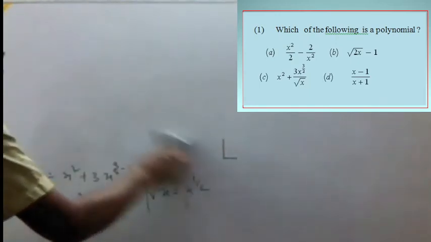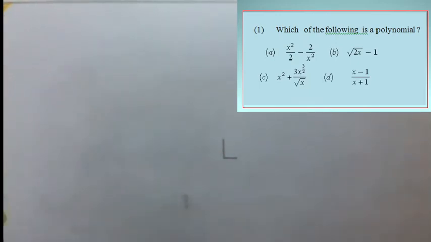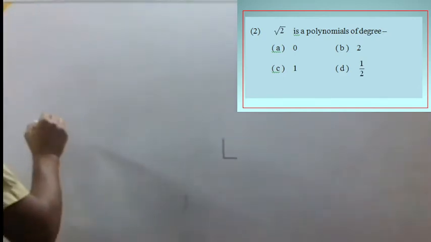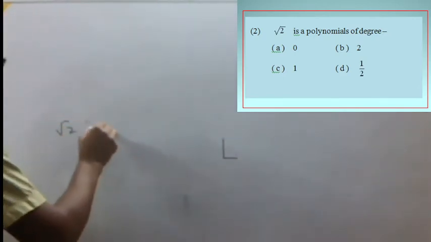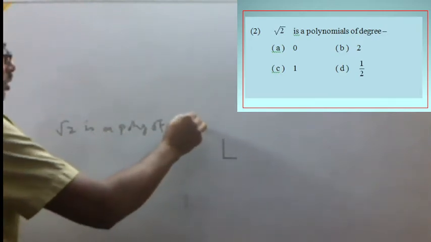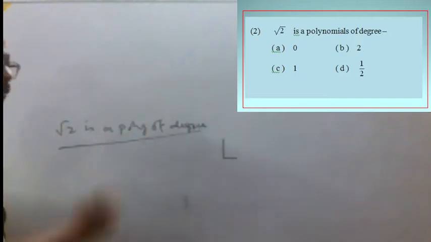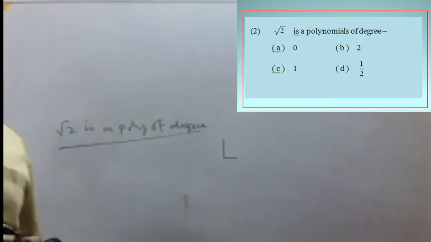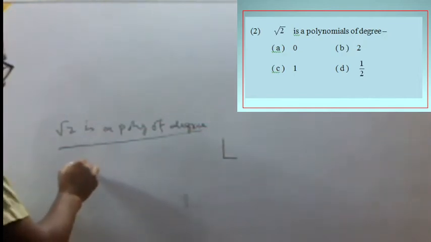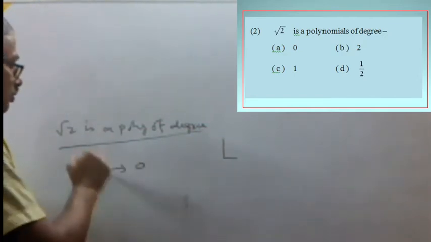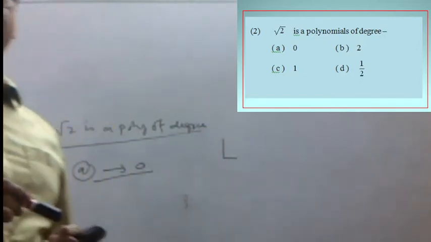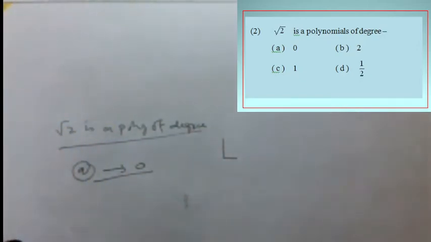Now let us move to the next question. The next question is: root 2 is a polynomial of degree what? What is the degree of root 2? Root 2 is a constant polynomial, and we know that the degree of a constant polynomial is 0. So option A is the correct option. That is, the degree of root 2 is 0.